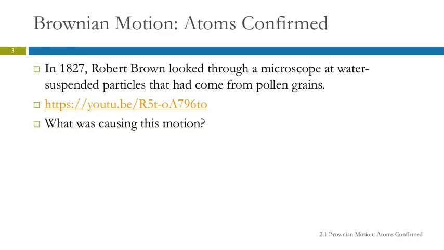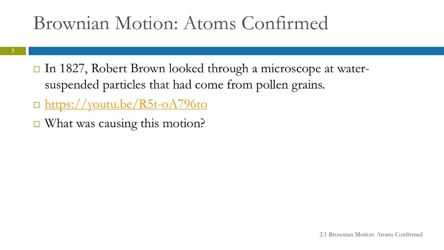Okay, Brownian motion. We're going to have some history in this chapter. I am not going to test you on history. There will be no dates and mostly no names at all. Any names would be associated with a particular law or something, but not in terms of history.